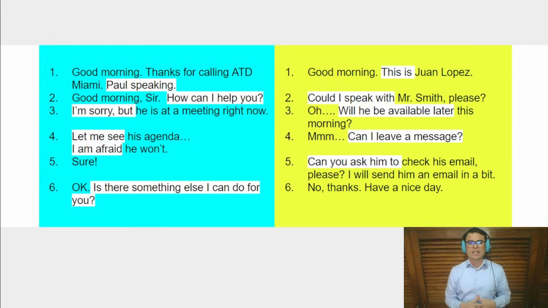Light blue, 4, let me see, to take some time to check the agenda. I'm afraid, to say that something is not going to happen and that you're sorry. Light blue, 6, is there something else I can do for you? To offer additional help. Yellow, number 1, good morning, this is, to introduce yourself. Number 2, could I speak with, to ask for somebody you want to talk with.